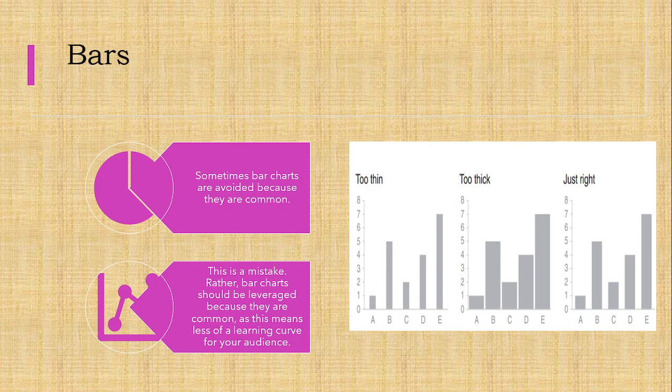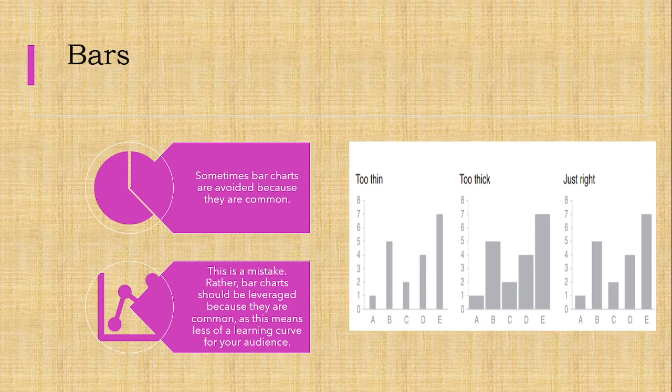The next one is bars. Bars are mostly used to represent categorical data types. Sometimes bar charts are avoided because they are common. This is another point to note. People avoid using bar charts because they are common, but this is exactly the time people should use them, because if they are common, many people can understand what is happening in the bar chart. It is one of the favorite types of chart to use when you are doing your presentation, or choosing the effective visual to present your data. So a bar chart is one of the appropriate ones to choose.